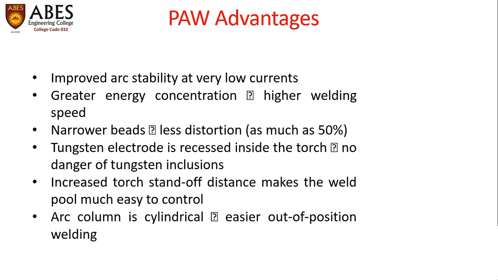The tungsten electrode is recessed inside the torch. There is no danger of tungsten inclusion in plasma arc weld. In PAW, increased torch standoff distance makes the weld pool much easier to control. In plasma arc welding, the arc column is cylindrical and easier out of position welding can be done.